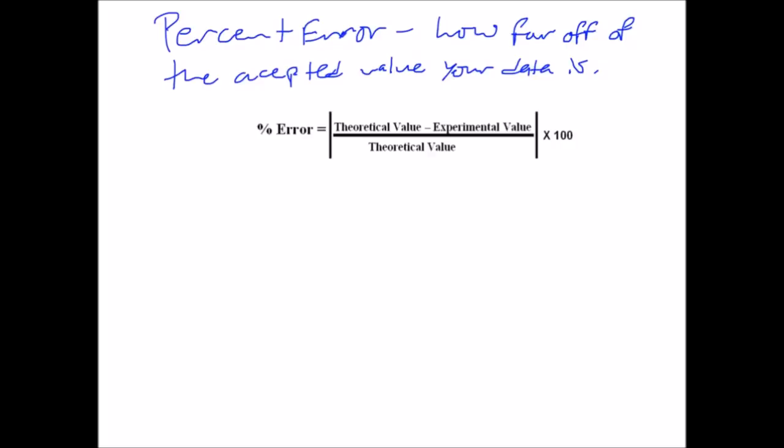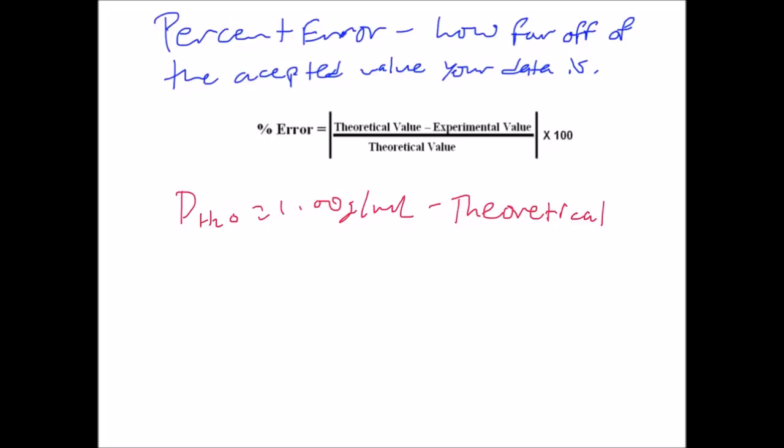So percent error is the theoretical value. Theoretical just means the accepted value we talked about earlier. For example, we had talked about the density of water having an accepted value of 1.00 grams per milliliter. That is the accepted or theoretical value that all of the scientific community agrees upon. Alright, then we have the experimental value. That's what you would get when you run your experiment. So whatever you got in the lab is your experimental value.